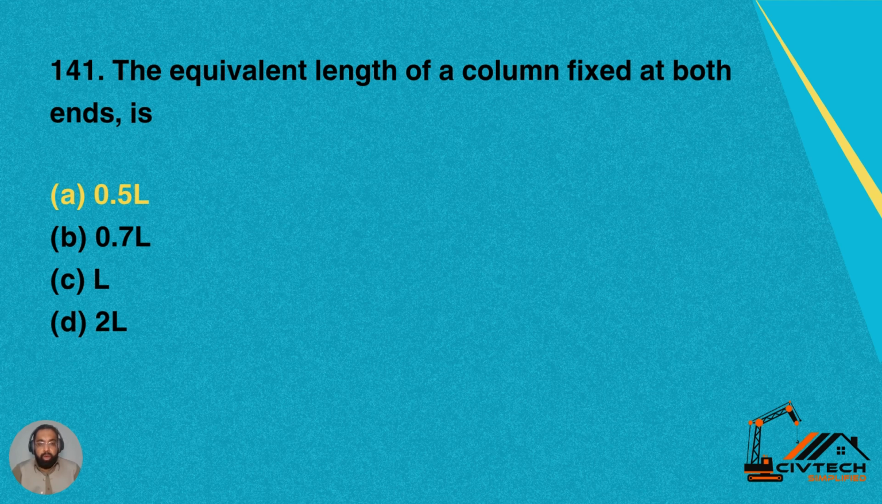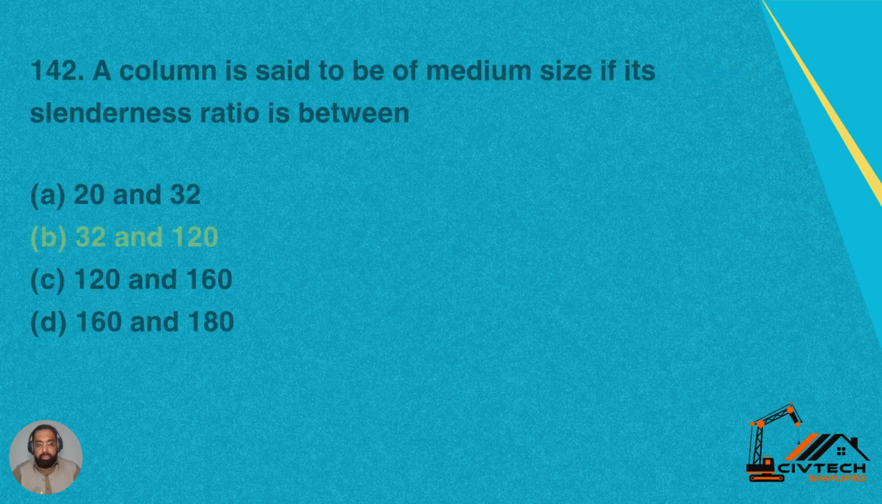141. The equivalent length of a column fixed at both ends is: option A, 0.5 L; option B, 0.7 L; option C, L; option D, 2L. The equivalent length of a column fixed at both ends is 0.5 L. A is the correct answer for this question.